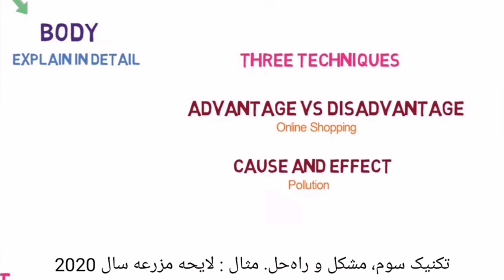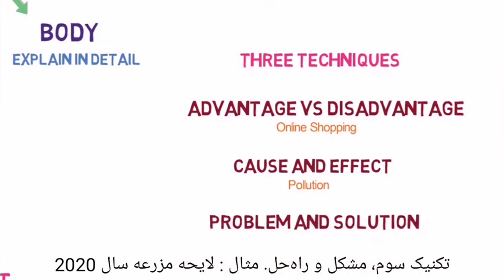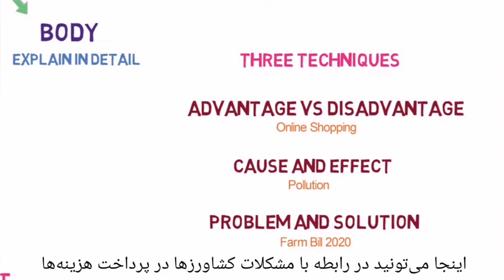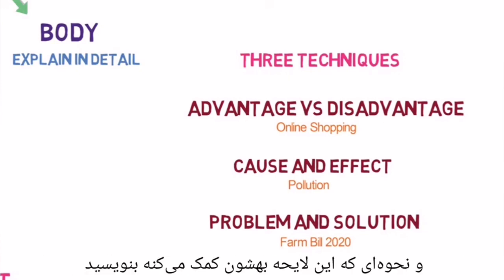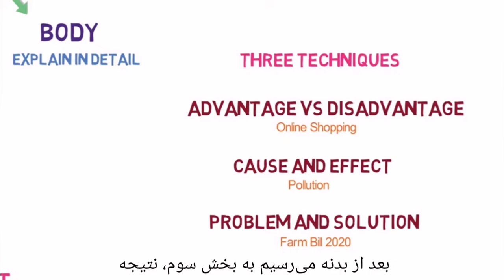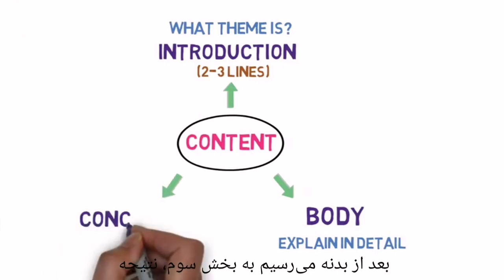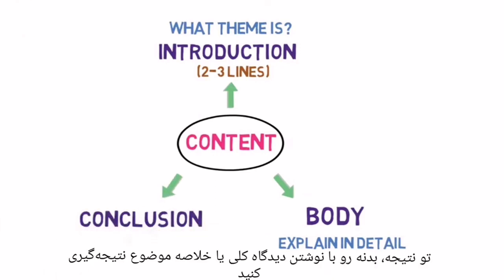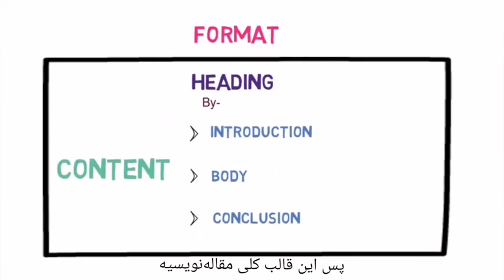And technique number 3, problem and solution. Example, Farm Bill 2020. Here, you can write the problems the farmers were facing and how these bills will help to solve the problem. After the body, the third part comes the conclusion. In the conclusion, conclude the paragraph giving the overall view or summary of the theme. So this is the entire format of article writing. Pause the video and understand the format.